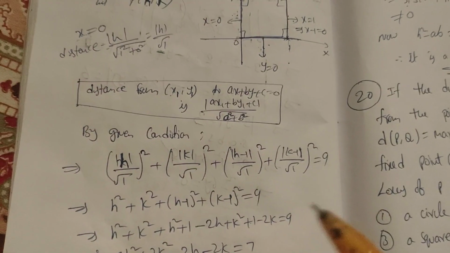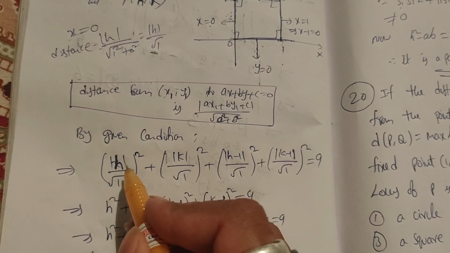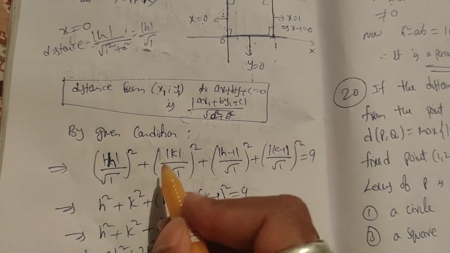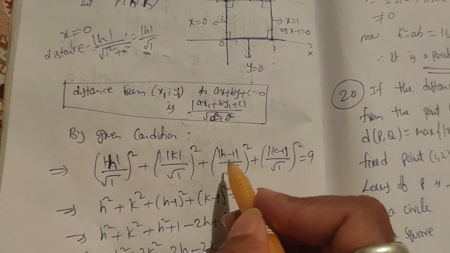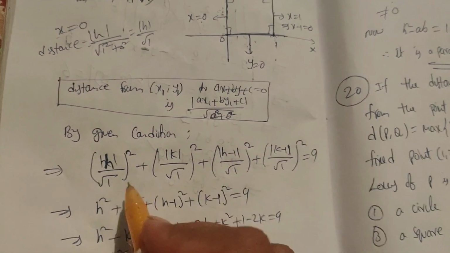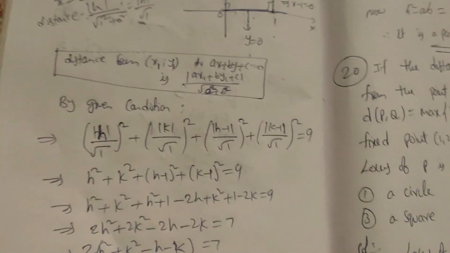If you expand this, you get the relation between h and k. Since the whole square is there, the modulus will be eliminated. So h square by root 1 whole square is 1 only. So h square plus k square plus (h minus 1) whole square plus (k minus 1) whole square is equal to 9. Root over 1 square is 1 only, so no need to write 1 in the denominator.